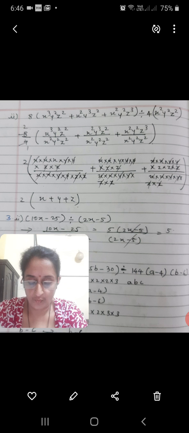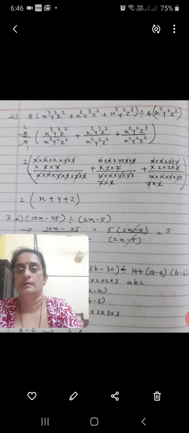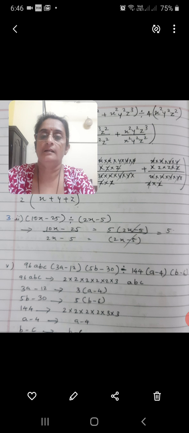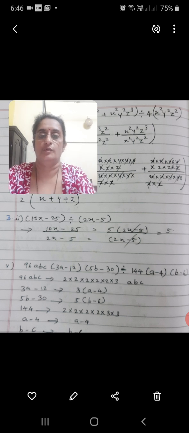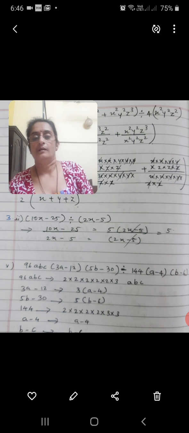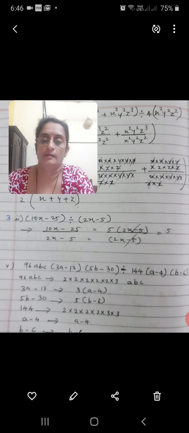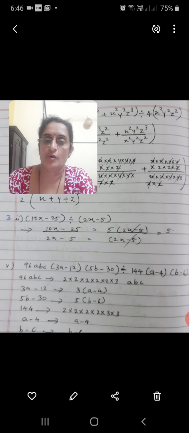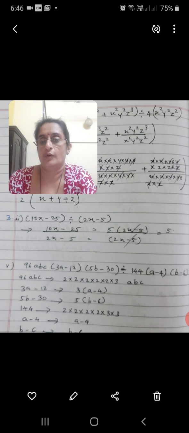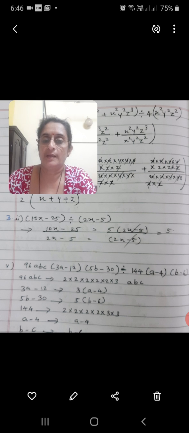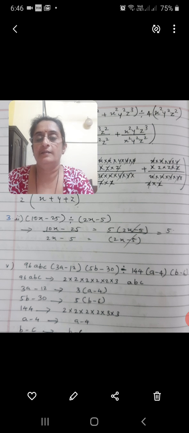Now let us go to question number 3. Here it is binomial by binomial, so two terms by two terms you have to divide. Now here we are not going to use the first method. We are going to take some common terms and then divide. In the previous first two sums, we did monomial, binomial, trinomial by monomial, dividing only by one term. Here the division is with two terms, that is a binomial.